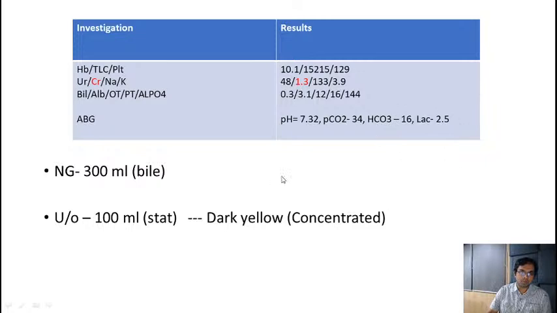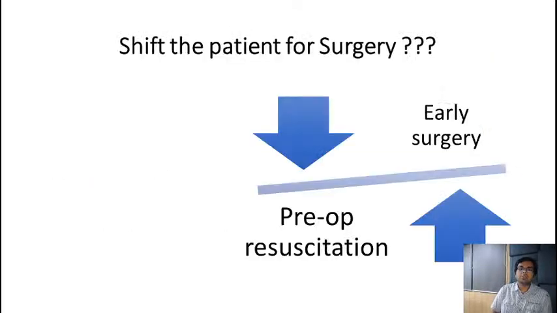inadequate tissue perfusion. A Ryle's tube was inserted for the patient which drained 300 ml of bile stat, and on catheterizing the patient, 100 ml of urine was drained stat, and the urine was found to be concentrated with dark yellow color. So should we shift the patient directly to surgery or should we carry out preoperative resuscitation?